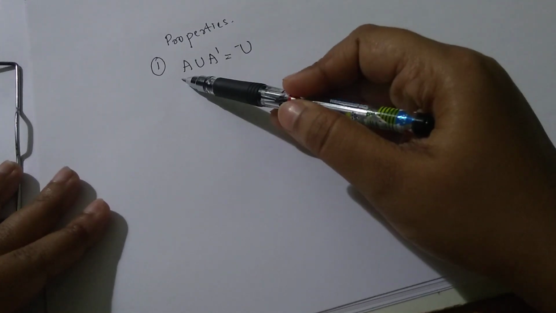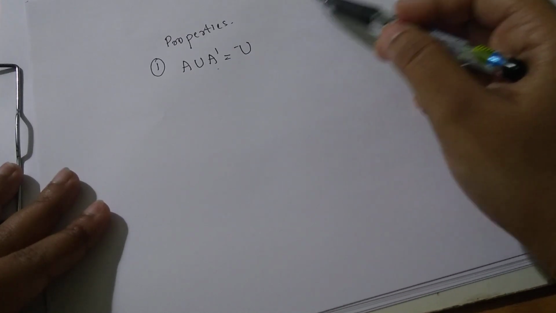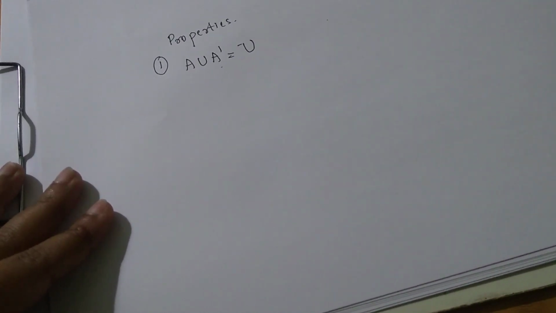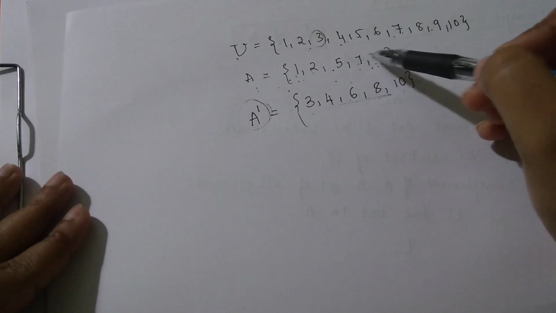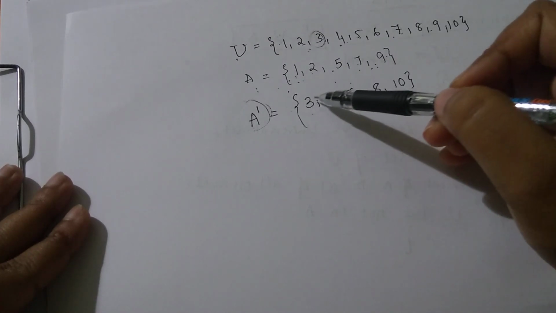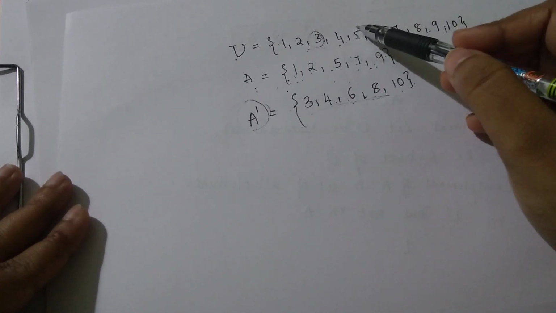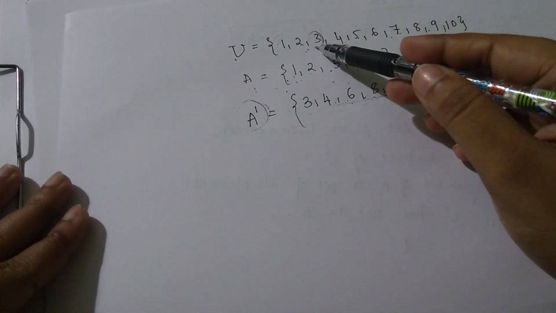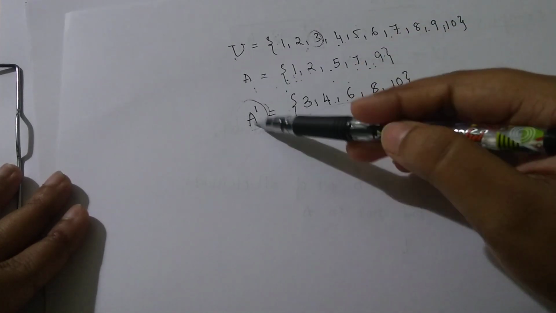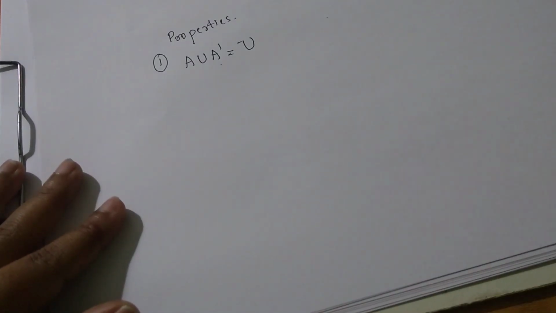So if you take A as one set and A dash as one set, you can just refer to this example which I had taken previously. So A, what are the elements? 1, 2, 5, 7, 9. And in A dash, which elements are there? 3, 4, 6, 8, 10. Take the union of these two, and what you get is the universal set. When you unite these two, you will get the universal set. So A union A dash will be equal to the universal set. This is the first property.